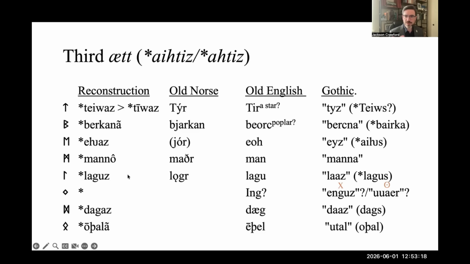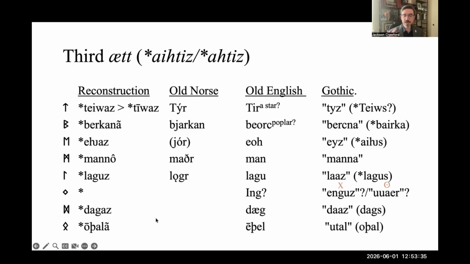The L, laguz, pointed to us very nicely by Old Norse lögr and Old English lagu, that's lake, pond, body of water, still body of water anyway. The Gothic laaks also seems to point in that direction. Then we've got a rune that looks like a diamond. I'm going to come back to that when talking about the hard ones at the end here.